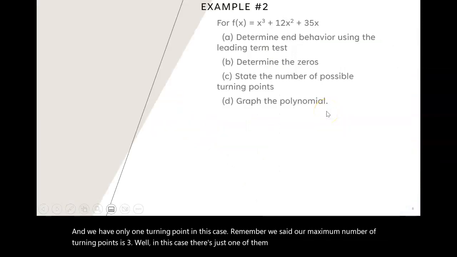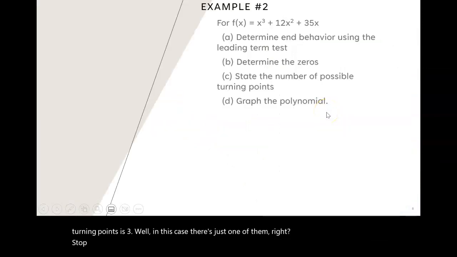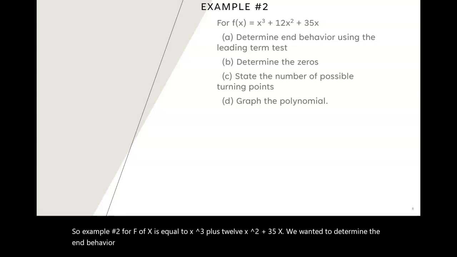All right. So example number 2, for f of x is equal to x cubed plus 12x squared plus 35x. We want to determine the end behavior using that leading term test, the zeros, state the number of possible turning points, and we're going to give a graph of the polynomial.